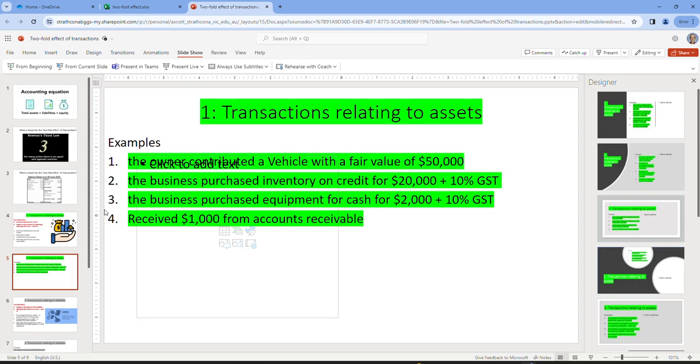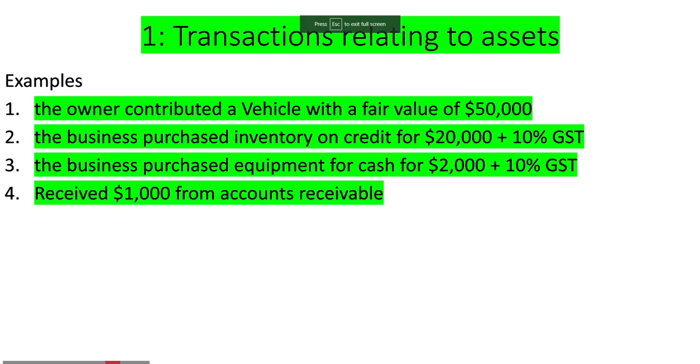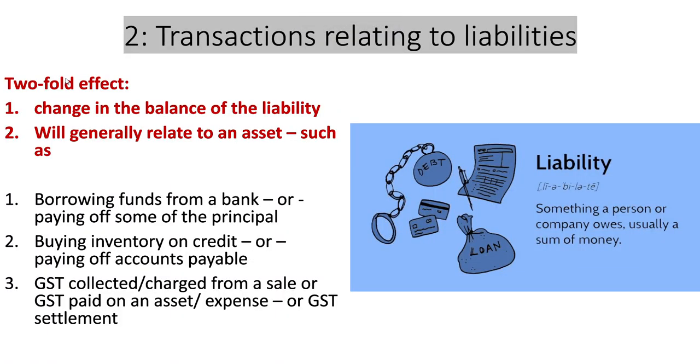Okay, let's go into liabilities. So with our liabilities, again, obviously, if we know one liability is affected, that will change the balance of that. And generally, the other account affected will be an asset, but not always. So examples would be when we're borrowing funds from a bank, a loan or a mortgage, or we're paying off some of the principal, not the interest. The interest is the cost of that debt. That's an expense. We'll deal with that in a future vid.